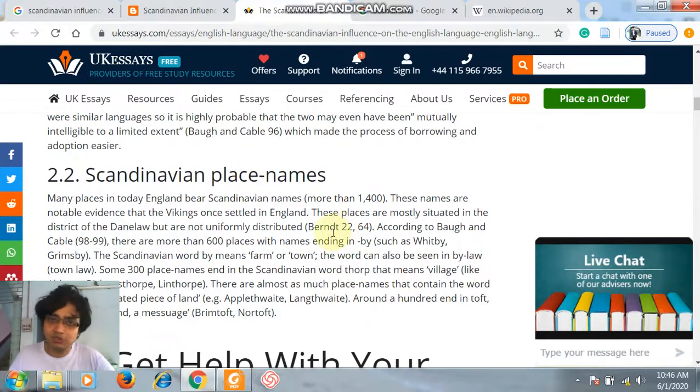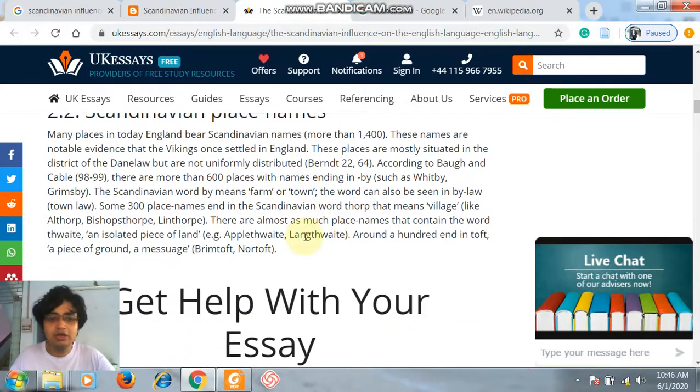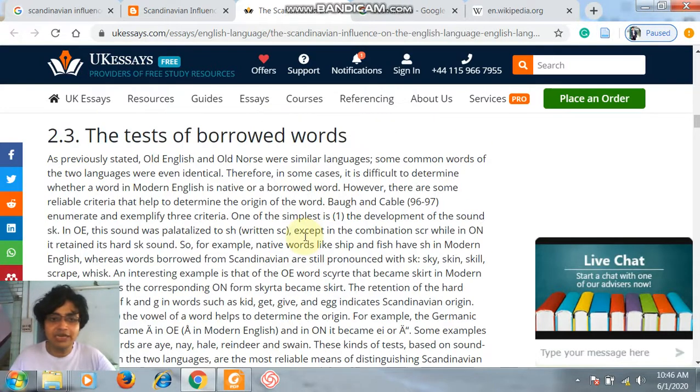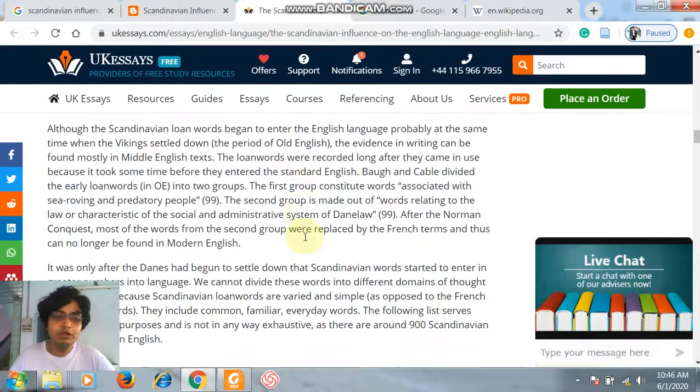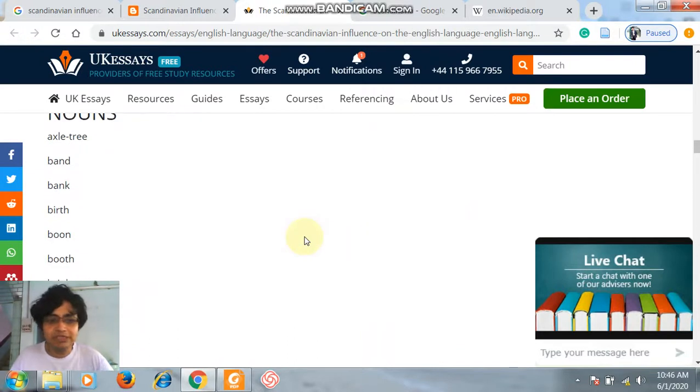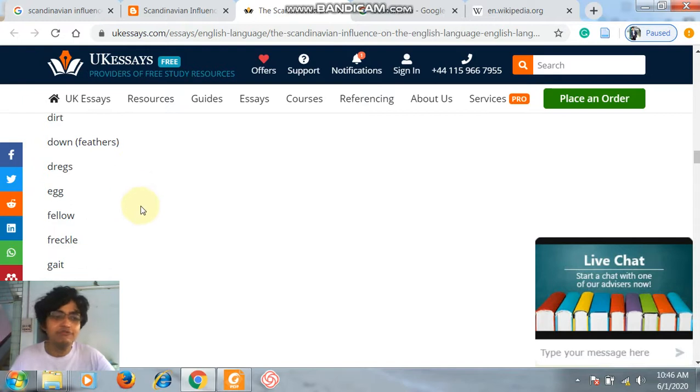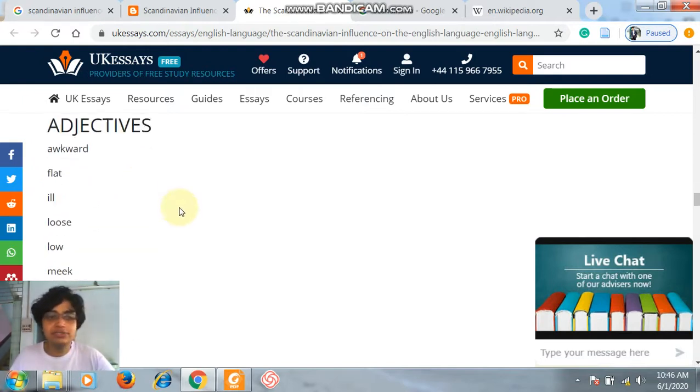Talking about the borrowings, the loan words from Scandinavian into the English language: almost more than 600 place names have been borrowed from Scandinavian origin. There are many pronouns, very basic words like them, there, and basic nouns like bank, band, birth, boon, brink, bull, calf, drake, the egg, the gate, husband. They were Scandinavian in origin.